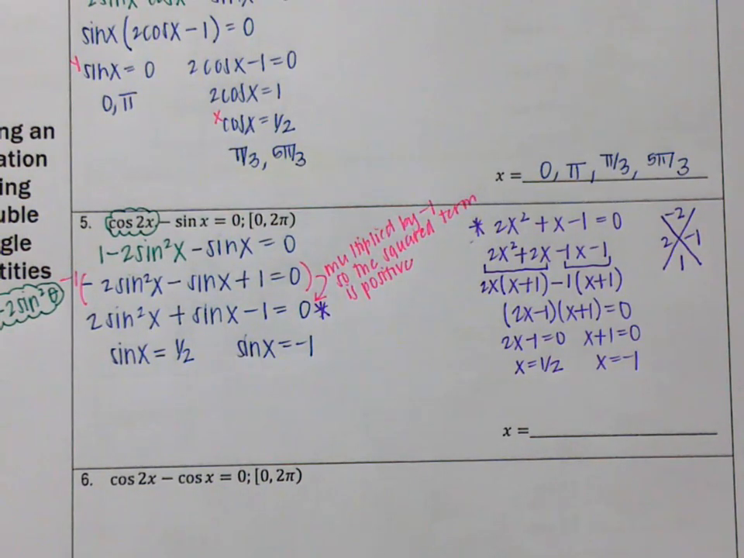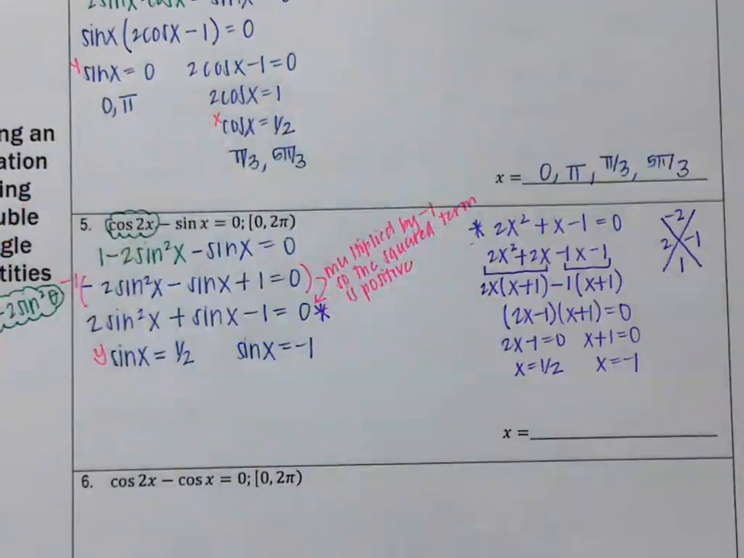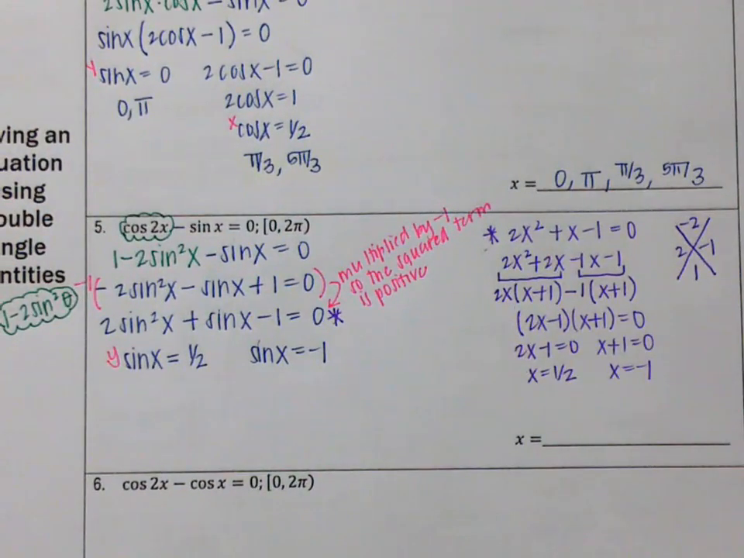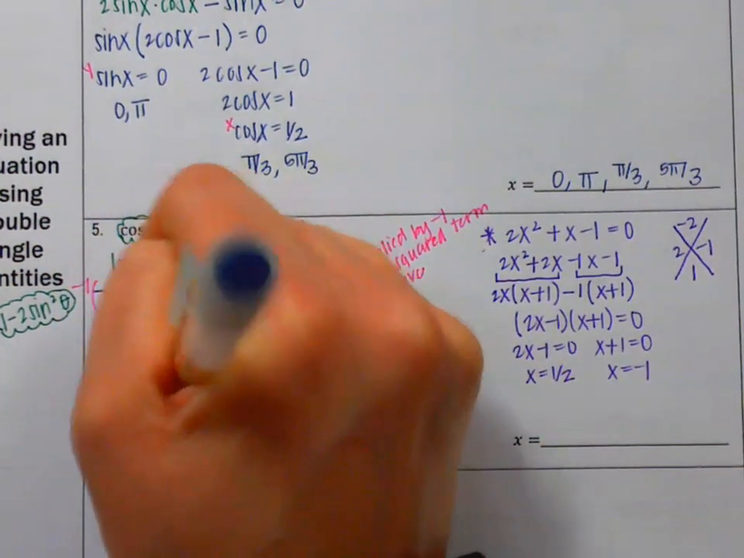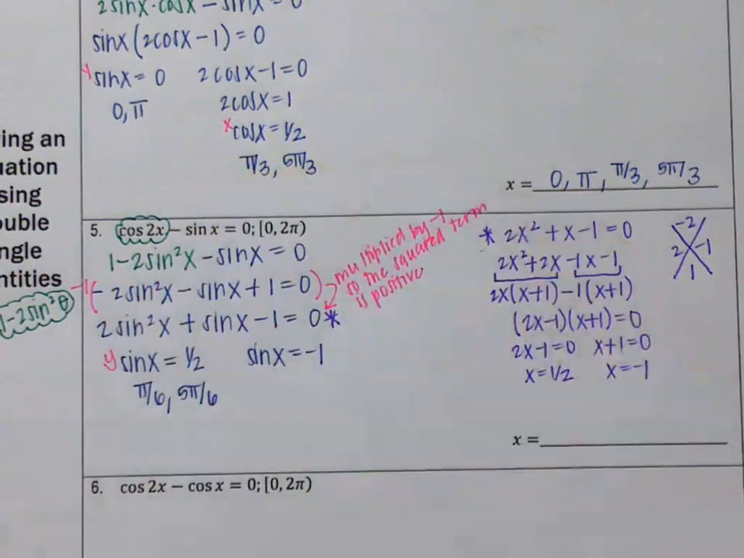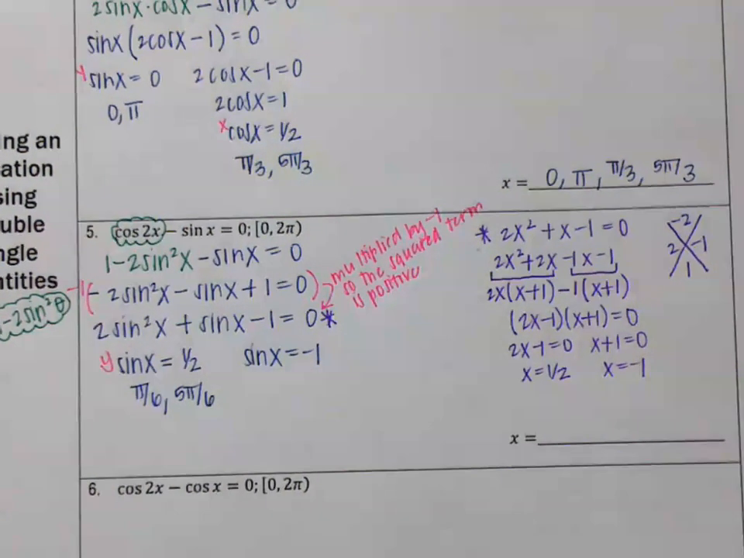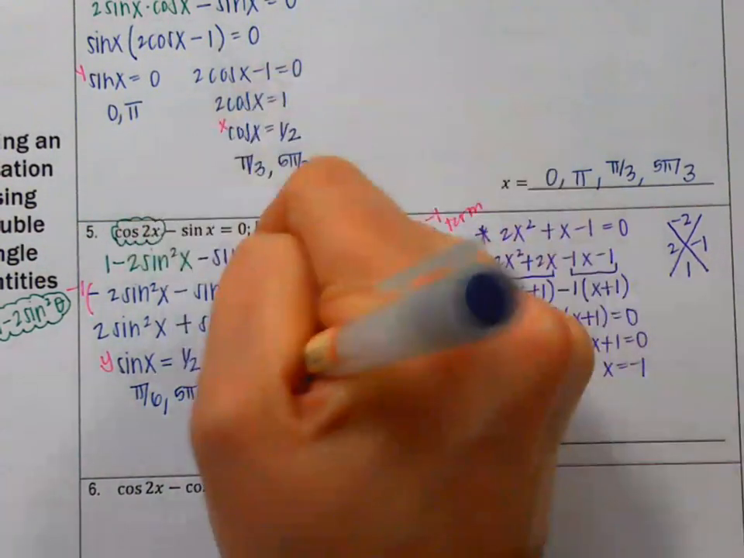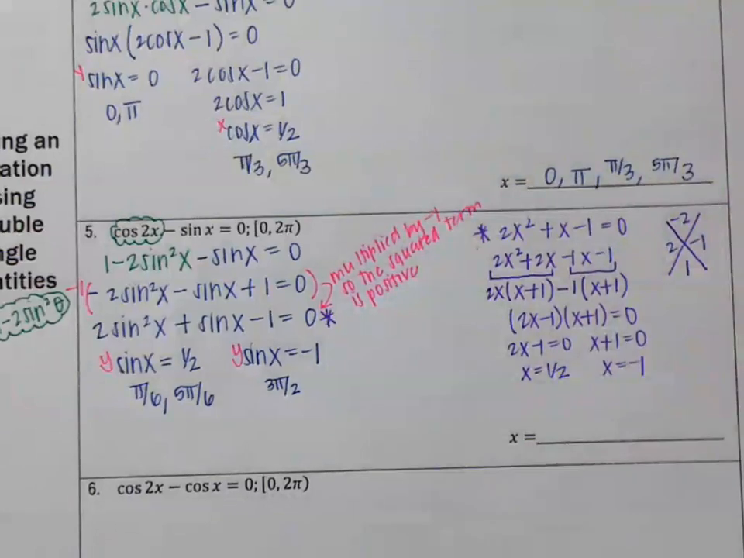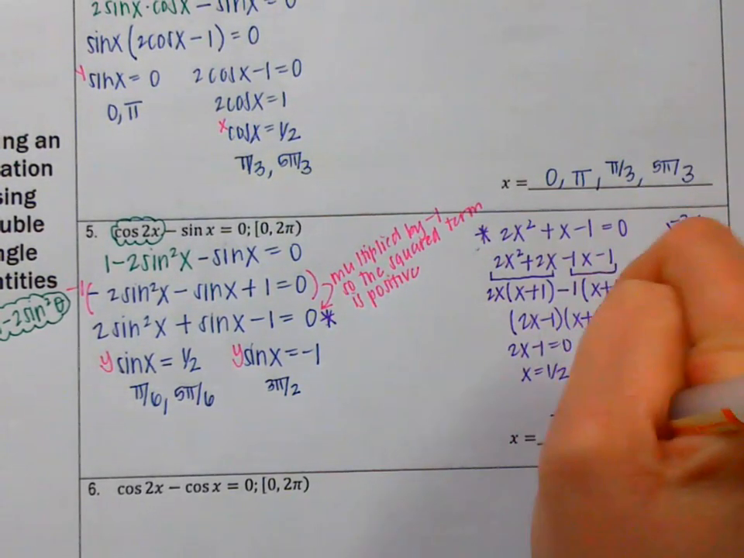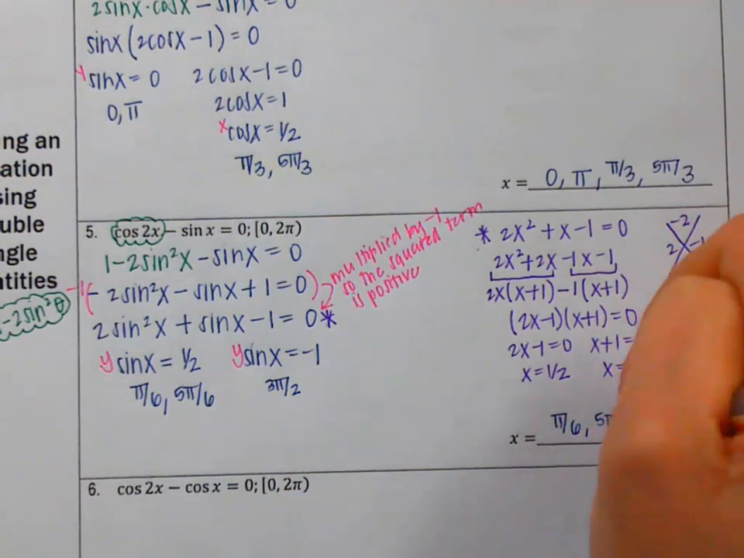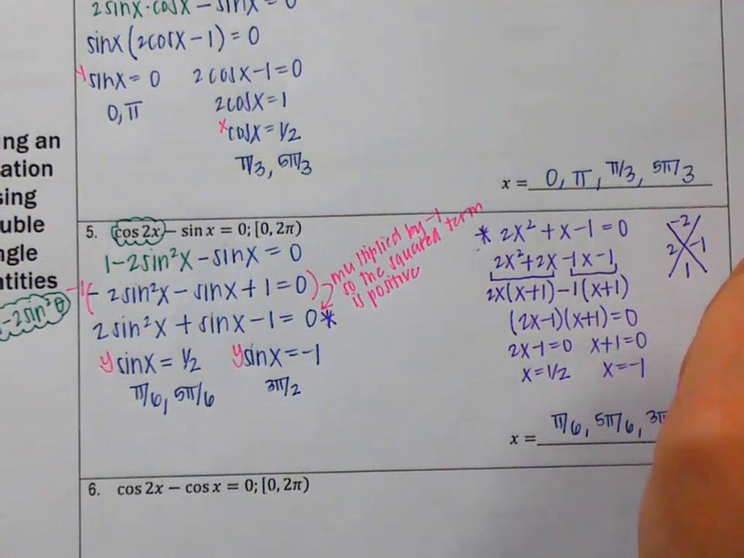So now we're thinking about our unit circle. So where does my y value equal 1/2? And that's going to be at pi over 6 and 5 pi over 6. And then where does sine, again my y value, equal -1? And that's only at 3 pi over 2. So for this one, I have 3 answers: pi over 6, 5 pi over 6, and 3 pi over 2.